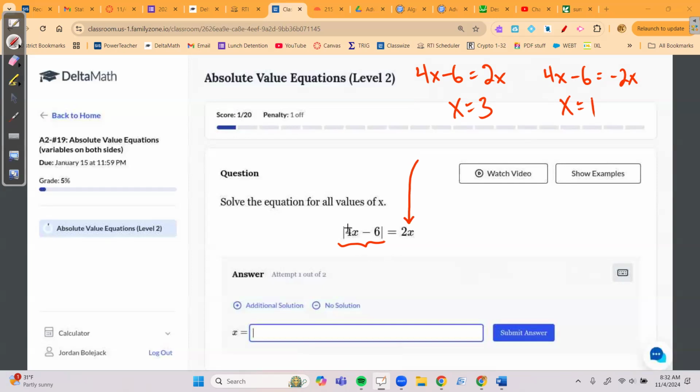So if you put in 3, 4 times 3 is 12, minus 6 is 6. The absolute value of 6 is 6, and 6 equals 6. So 3 is good. And then 1, 4 times 1 is 4. 4 minus 6 is -2. The absolute value of which is 2. -2 becomes 2, and 2 does equal 2. Therefore, these are both solutions. So this is one where you'd have to type in 3 and then hit the additional solution, this little button right here.